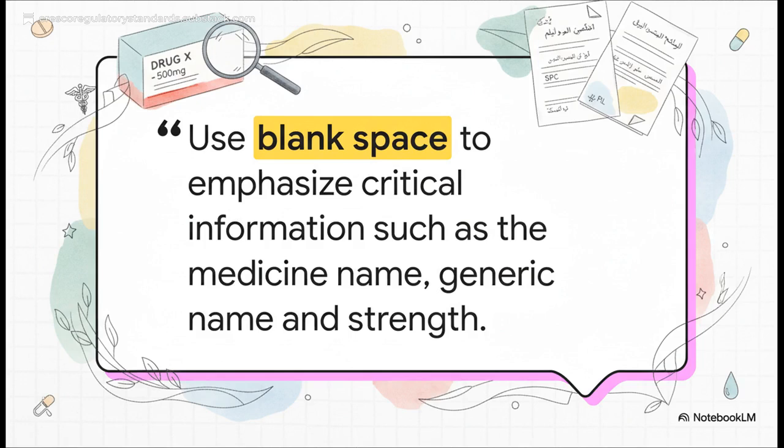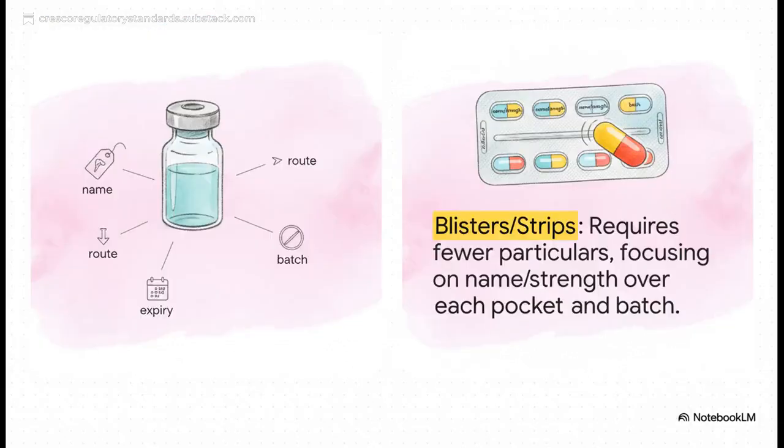Using white space to make the drug's name and strength pop, that's not just a nice design choice. It's actually a mandated best practice to prevent medication errors. The guidance is also super practical, which is great. It adapts the rules to the package itself. So a tiny 10 milliliter vial has a different set of requirements than a big blister pack. The small vial needs more comprehensive details right there on its little label. But for a blister pack, the absolute essentials, like the name and strength, have to be repeated over each individual pocket. That way, even if you pop out a single pill, it's still clearly identified.